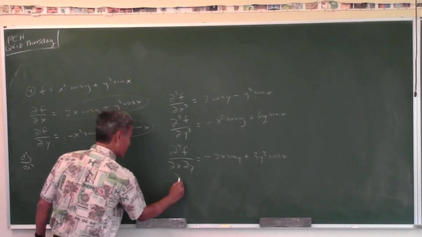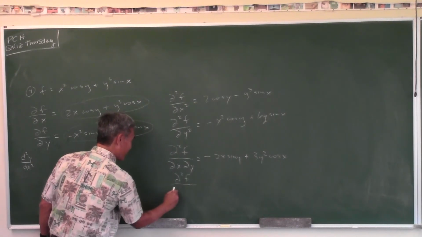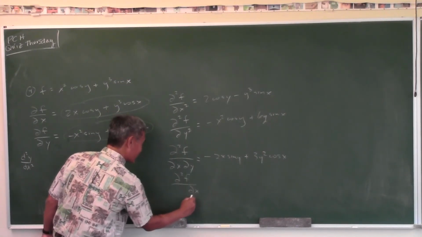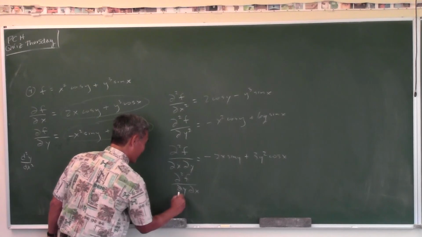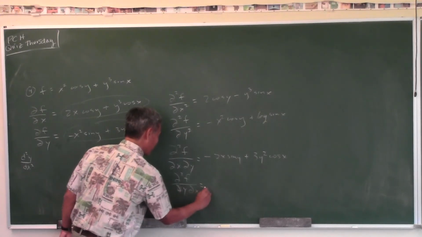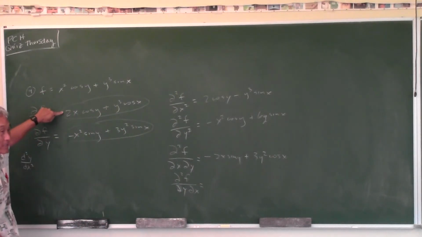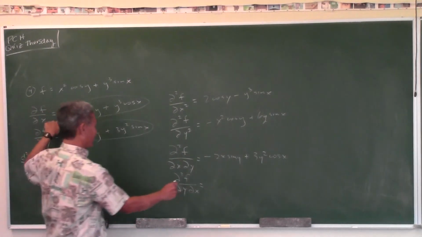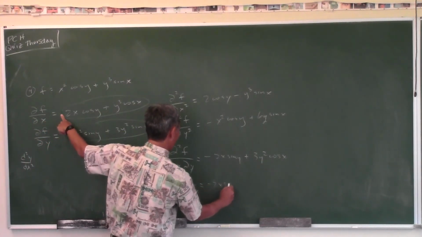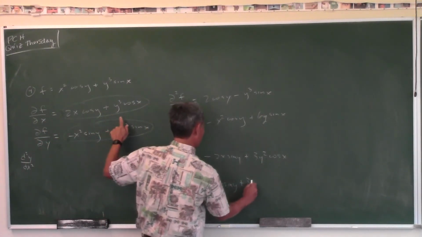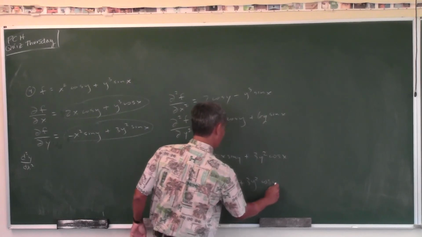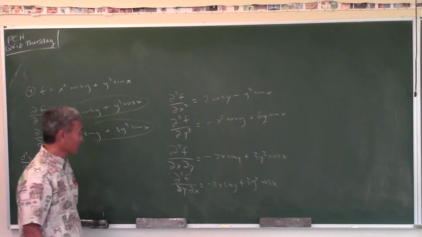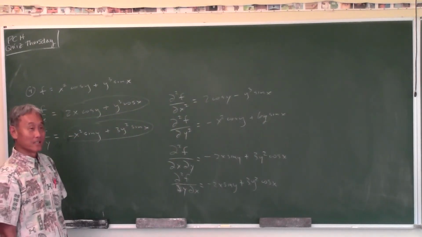Okay, but now let's do the second partial of f first with respect to x and then with respect to y. Now, we already did it with respect to x first, right here. Now take this one and take it with respect to y. Negative 2x sine y, 3y squared cosine x. That's the same thing. And then what do you notice about the two? It's the same.